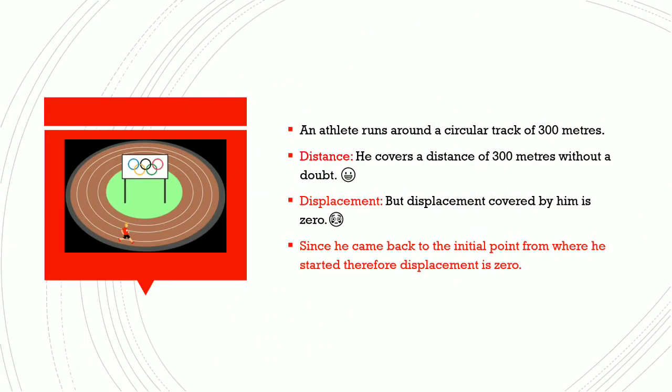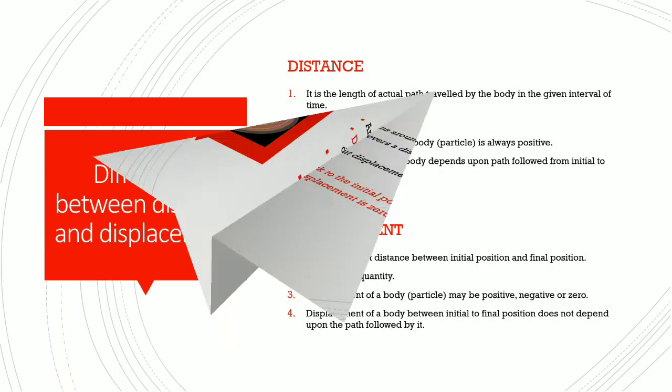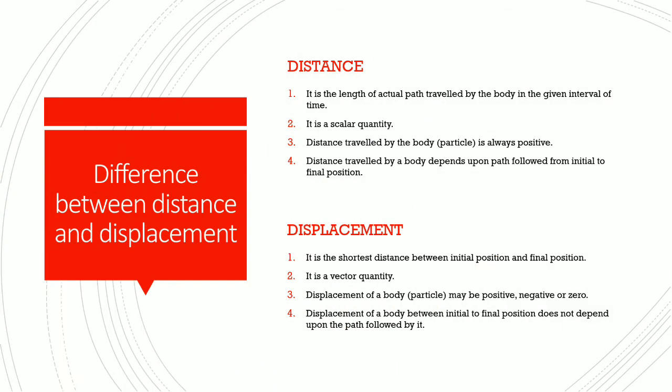In the next example, you can see that there is an athlete who runs around a circular track of 300 meters. So he will cover a distance of 300 meters. But the displacement covered by him for the same will be 0. Why? Because he came back to the initial position from where he started. Therefore, displacement will become 0. So here we can easily differentiate between distance and displacement. The points are given as such.